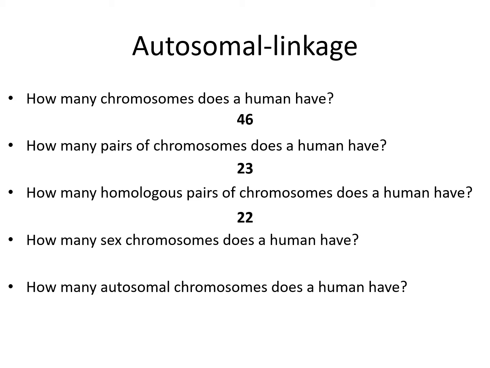Now remember, homologous pairs refers to pairs of chromosomes that have exactly the same genetic material on them. So there's 22 of those. We don't count set 23. The reason we don't count set 23 is because set 23 is a sex chromosome, hence humans have two sex chromosomes, XX or XY. And how many autosomal chromosomes do humans have? Well, autosomal simply refers to any chromosomes except the sex chromosomes. So again, 23 pairs or 44 separate chromosomes.